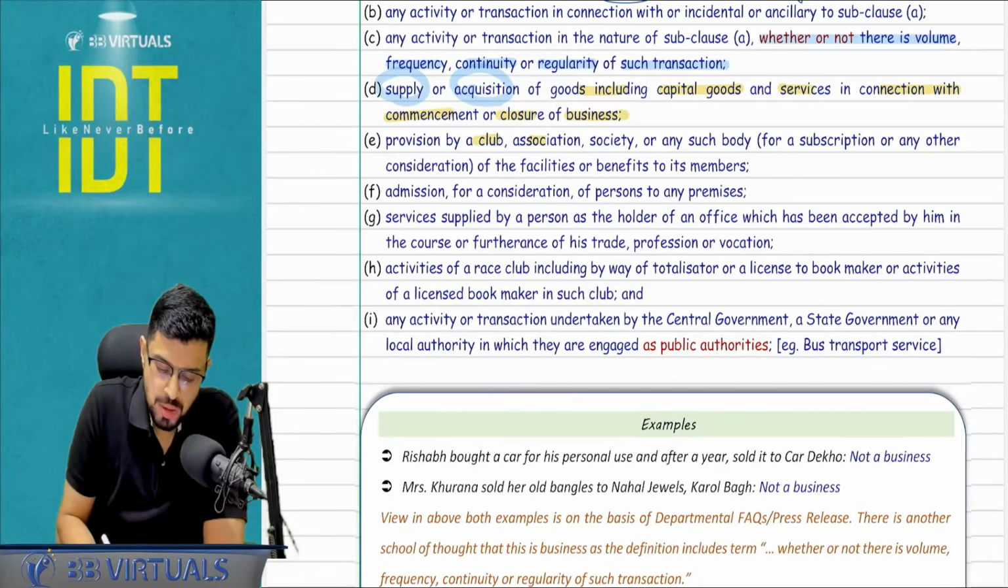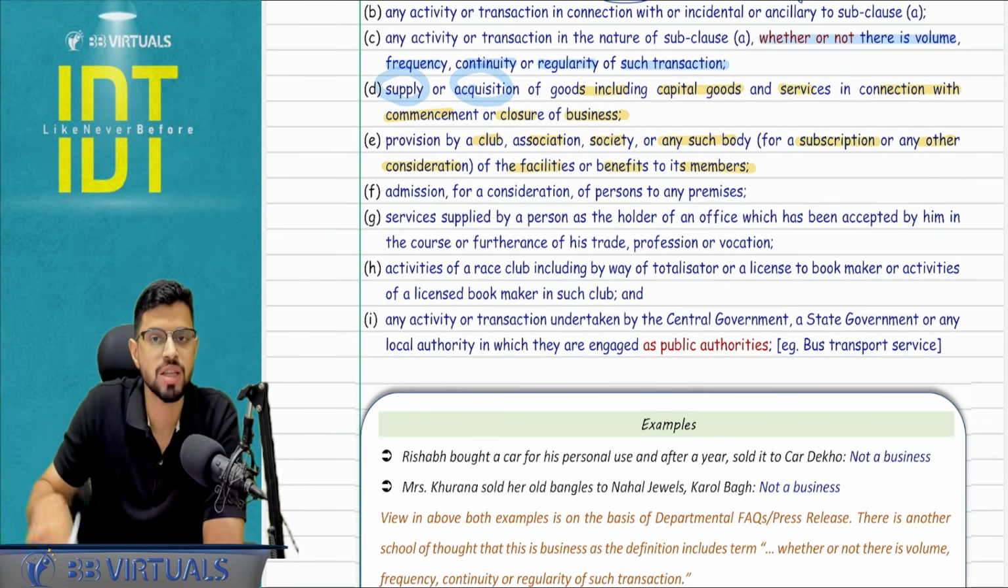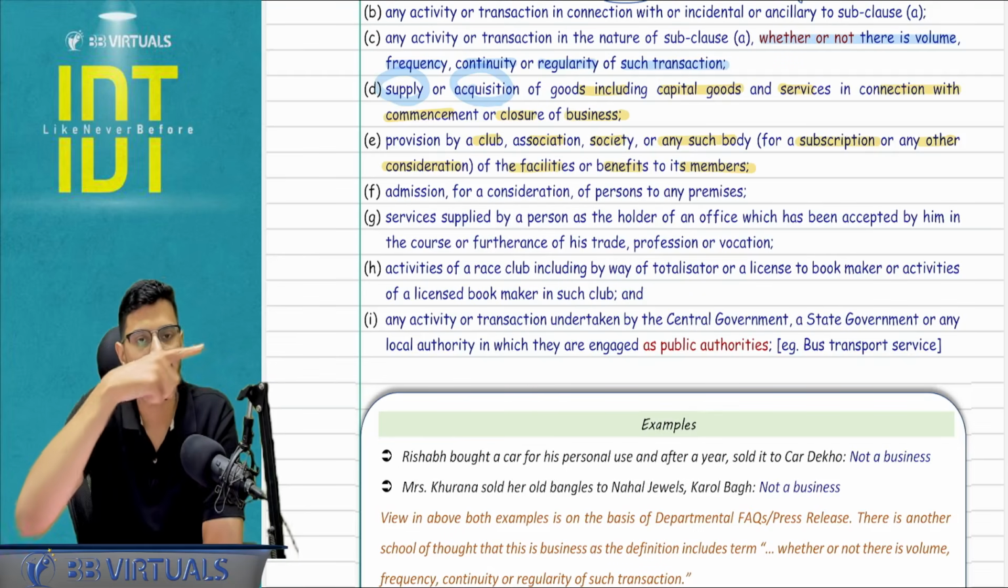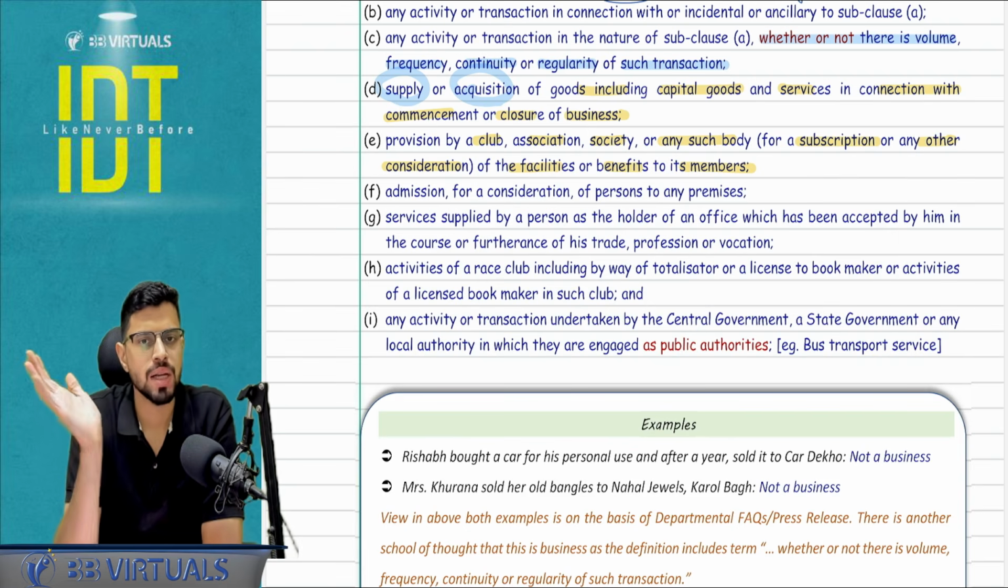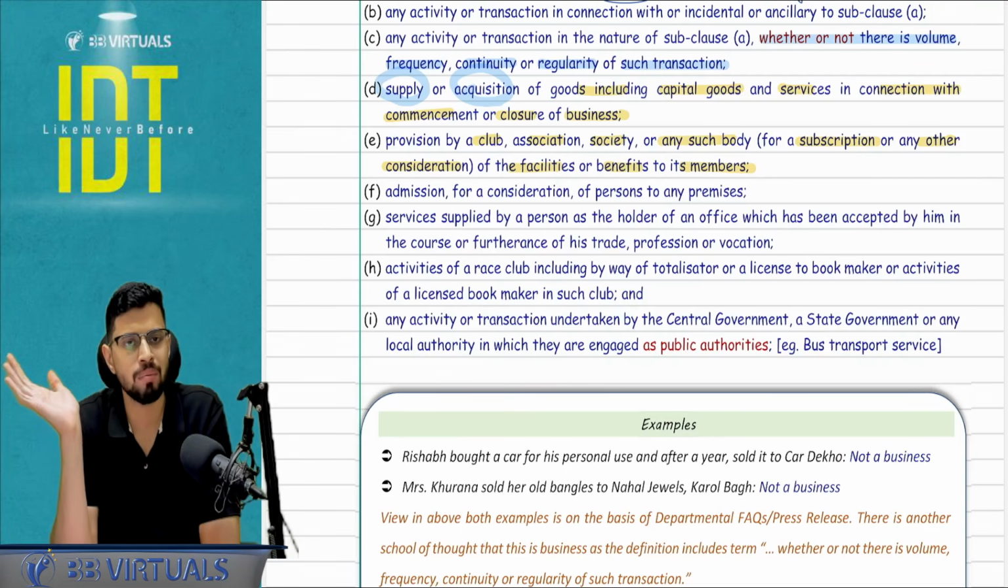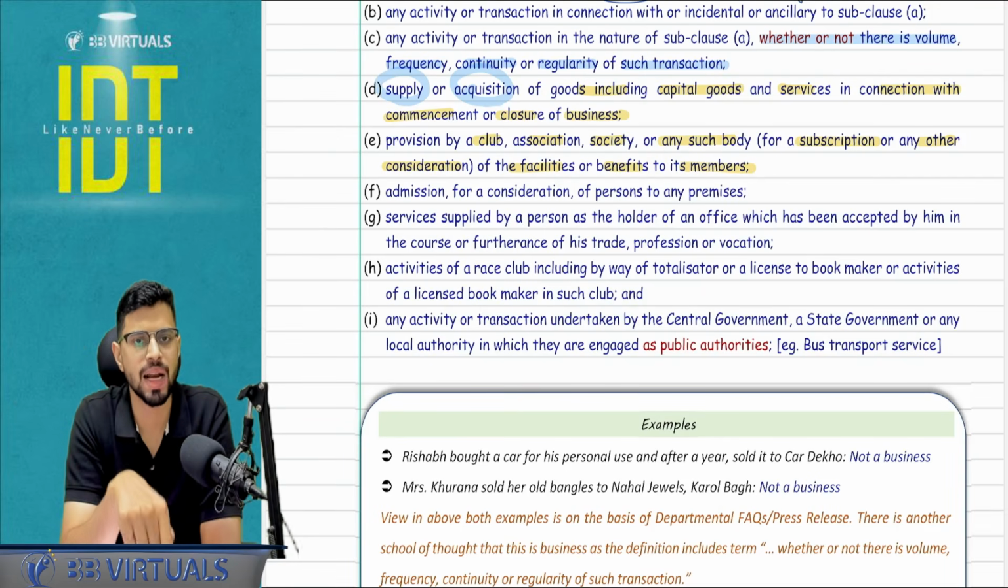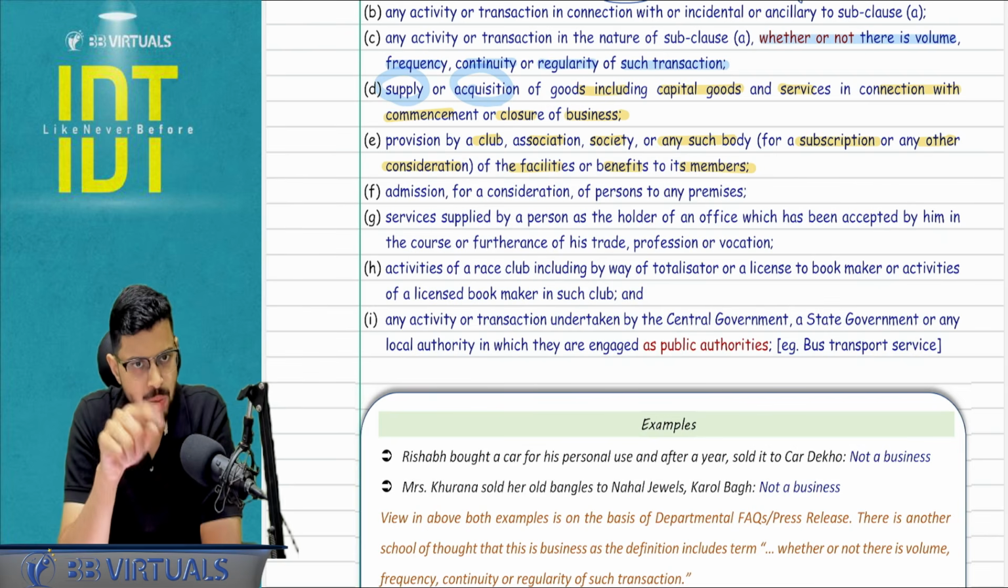Provision by a club, association, society or any body for subscription or any consideration for the facilities or benefits to its members. We pay a monthly maintenance to our society RWA. It is business. The RWA will say that no, sir, we are just doing it for the common facilities of the member. No, it is business. Government has clarified it. Government has provided this in subclause E that is also business.